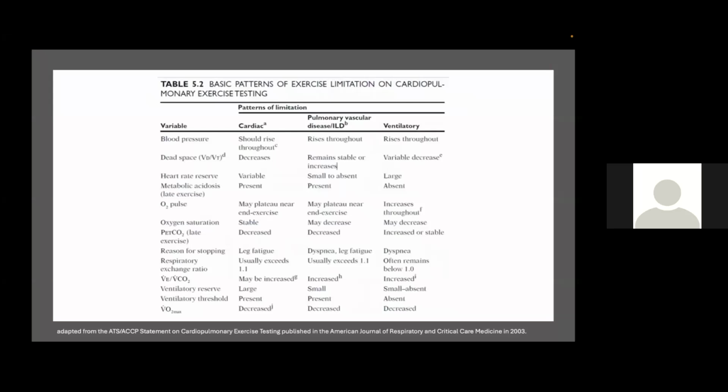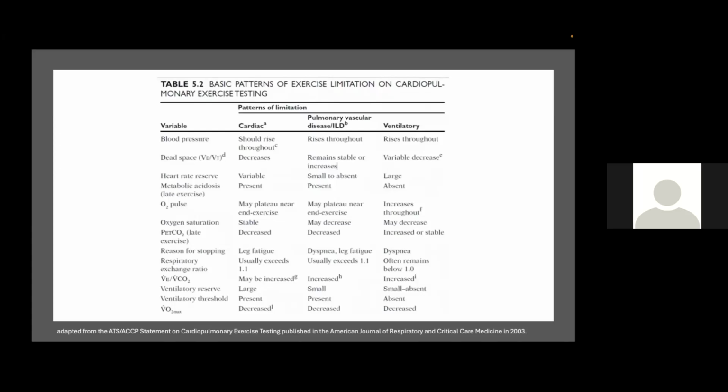So as summarized in these tables, it's a very helpful table, from 2003, that summarizes the features of every pattern. For example, in the cardiac limitation, if we start from the bottom line, the peak VO2 will be low, abnormal in all limitations. And then we'll look for the ventilatory threshold, or we call it the anaerobic threshold.